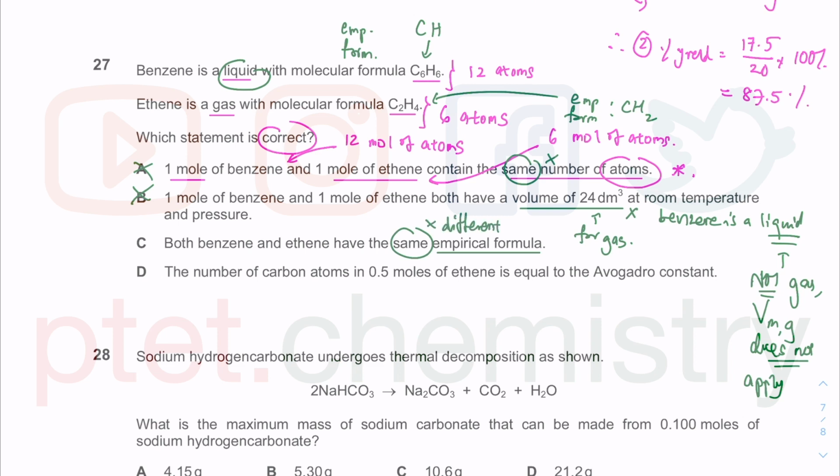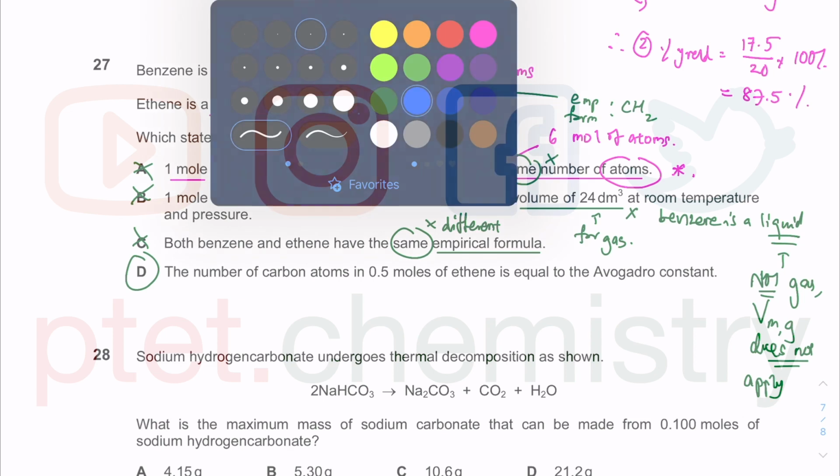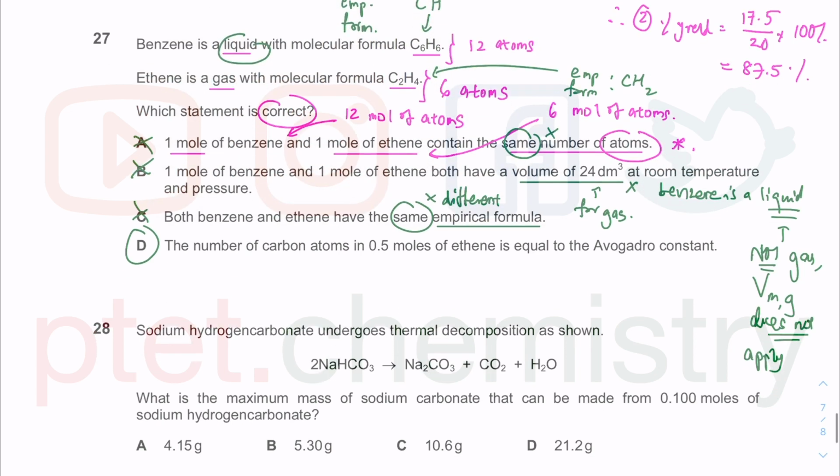For benzene, it's CH. You divide by 6 on both sides to get the simplest ratio of atoms. You divide by 2 on both sides, you get CH2. Which means if A, B, and C are wrong, D must be the correct answer. Let me just check if it is correct or not. But by right, if I am assured that A, B, and C are wrong, D must be correct. I'll just spend 1 or 2 minutes to explain to you why.